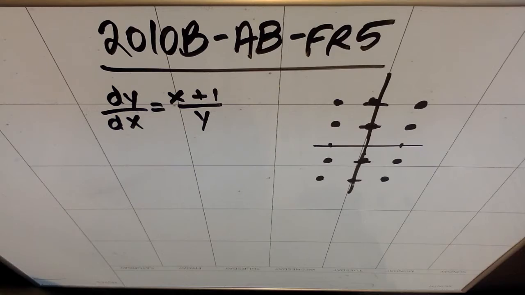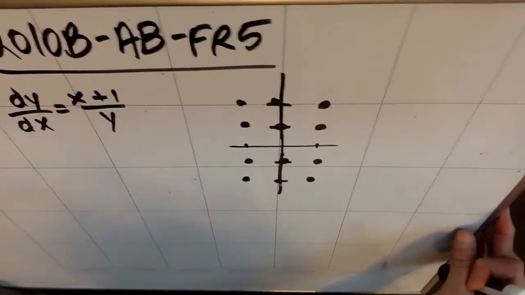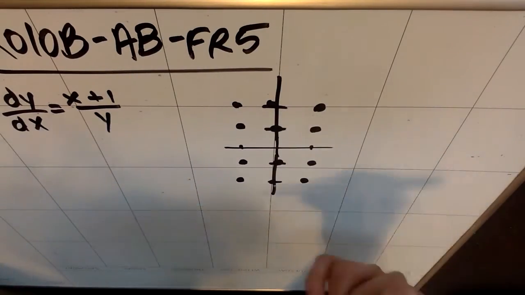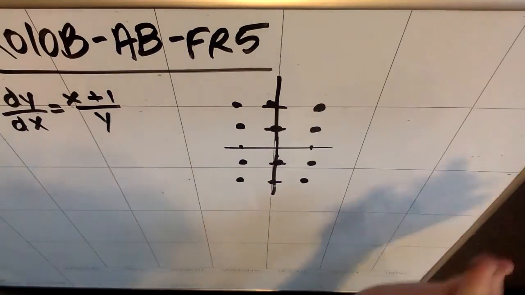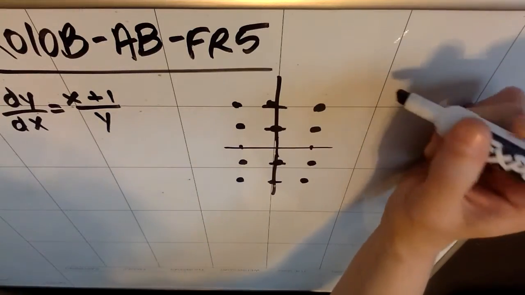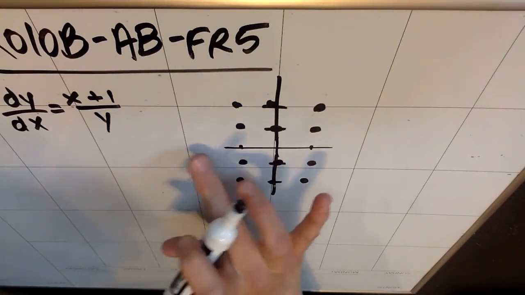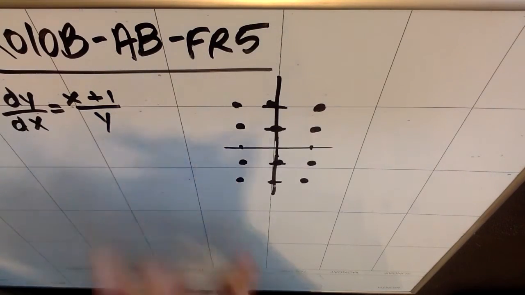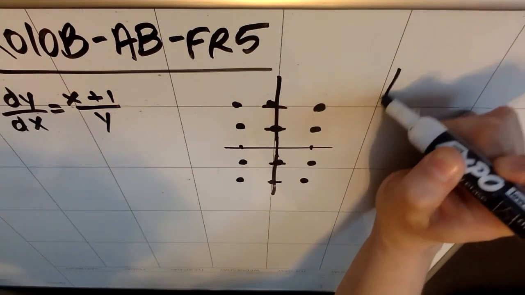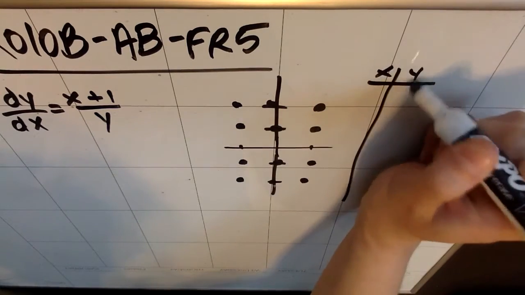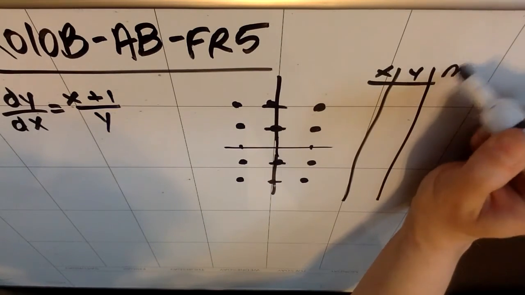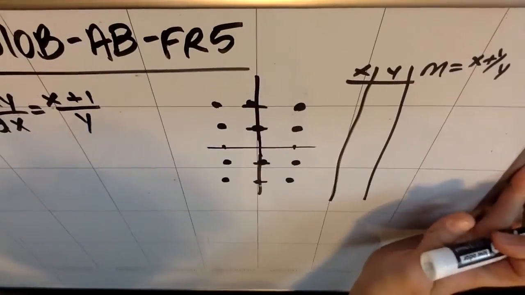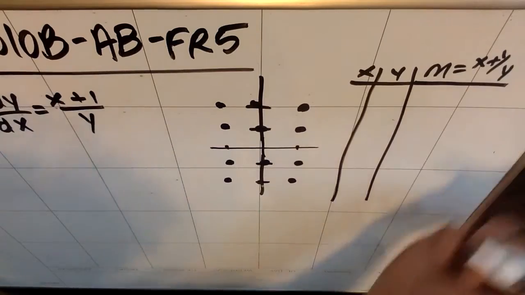So how much work you need to show on a slope field depends a lot on you personally. If you want to make a list of what all the slopes are, that's great. It's entirely up to you. Notice that y equals 0 was removed from all these because that would make this undefined. If you want to list all the points, like (x, y), and then find what the slope is, which would be (x + 1) over y, that's fine. If you can do it in your head, that's also great.